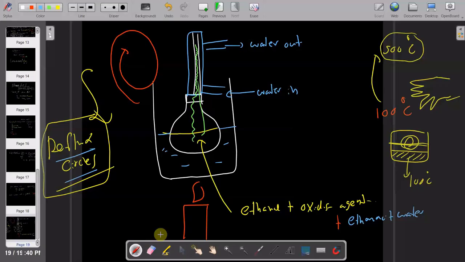Let's do a few questions on this. Then we are only having polymers. With that we are done. Right. Before that we'll do a few questions.